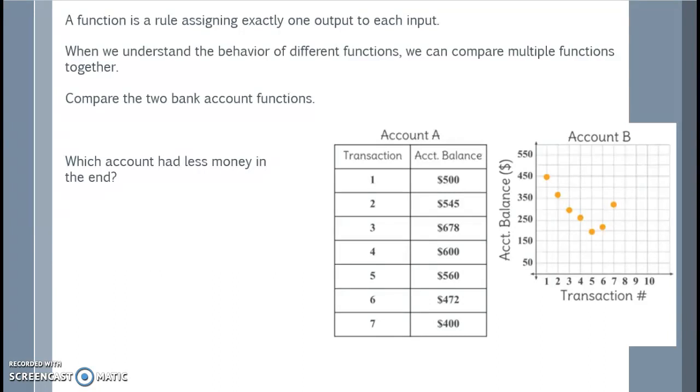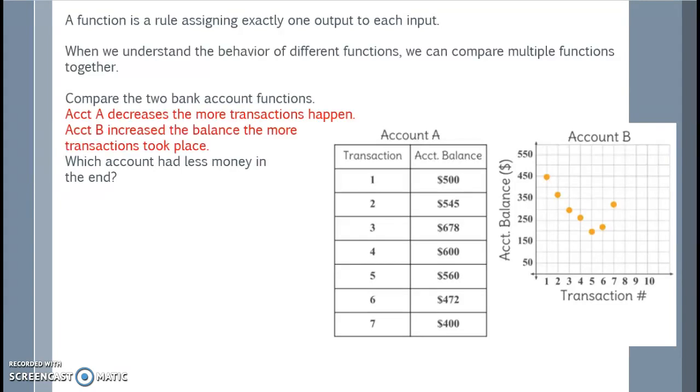Compare the two bank account functions. Which account has less money in the end? Well, I can see in account A that it decreases the more transactions happen, whereas account B increases its balance the more transactions that take place towards the end. Account A has an ending balance of 400 and account B has an ending balance of 325. Therefore, account B has less money in the end.